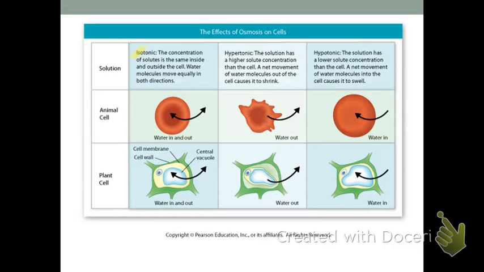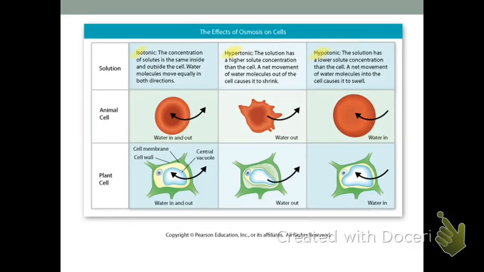The prefix hyper refers to greater than or more, like when you're hyper, you have a lot of energy. You have more energy than normal. And then the word hypo refers to less, like hypothermia, your temperature's lower than it should be.